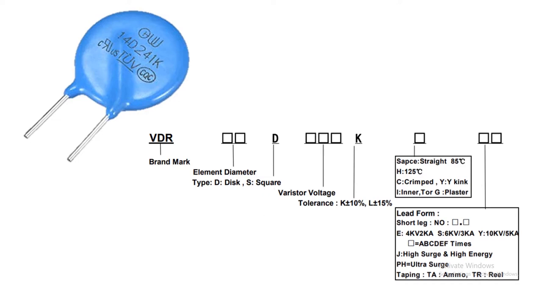If instead of D there was S, so the shape will be the square, like a square. The 4th, 6th and 7th number will indicate the voltage. The voltage of this resistor is 241 volts. Well, the last K indicates tolerance. So here is K. The tolerance of K value is 10. It means the value of this resistor will come 10% up and down.